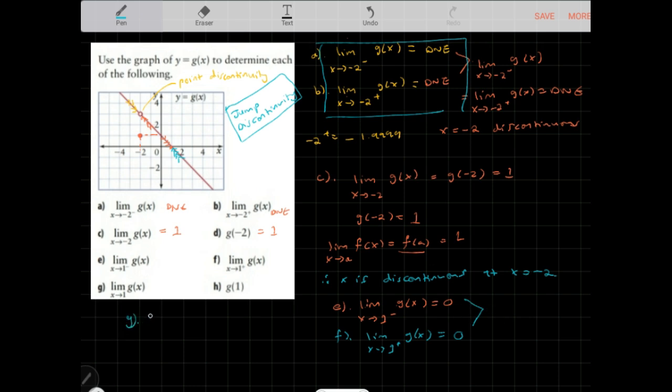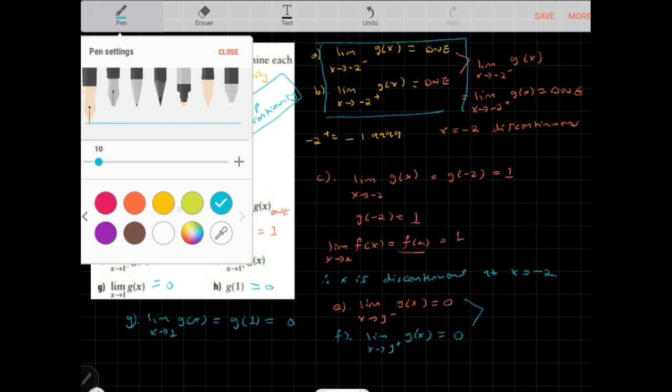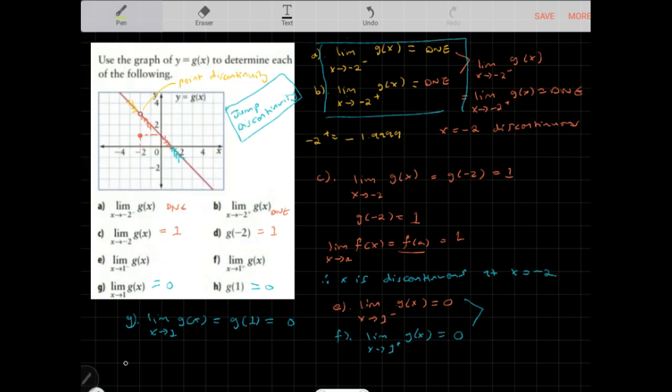Now let's take a look at part G. Limit as x approaches 1 of g of x, if you use the limit property, is equal to g of 1, which is equal to 0. Okay, so both of these cases are equal to 0. So this implies, and we can write a final statement here, right? This implies that therefore the limit as x approaches 1 from the left side, the left-handed limit, is equal to the right-hand limit at 1, which is equal to the original limit as x approaches 1 of g of x, which is equal to g of 1, which is equal to 0.